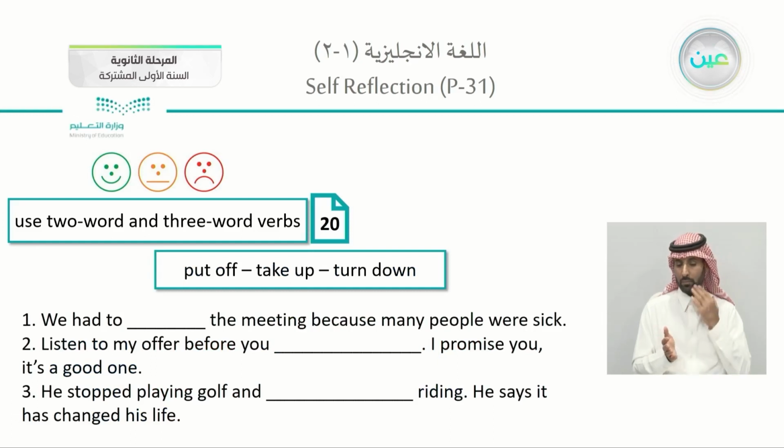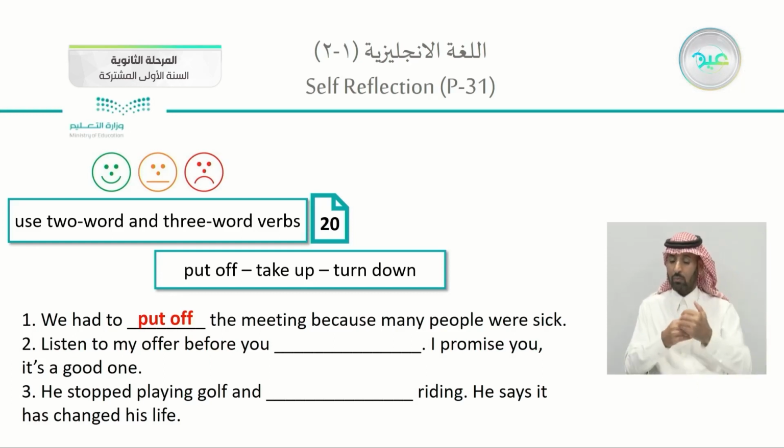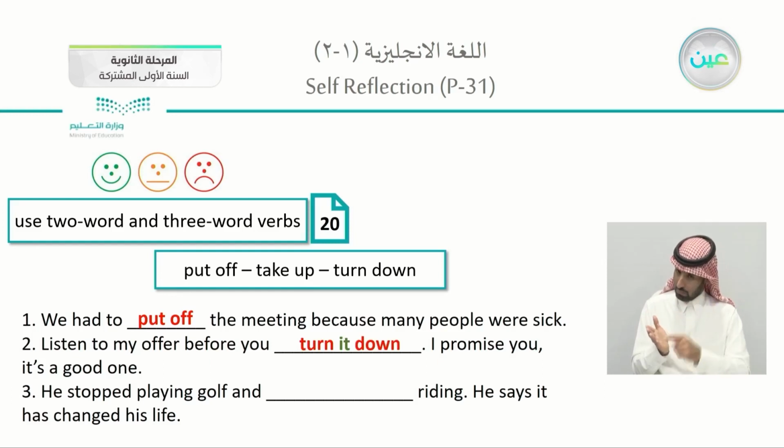Now we're having put off, taking up, and turning down. We will use them here to complete these sentences. We had to the meeting because many people were sick. We have to, maybe we will do it later. So here, to put off the meeting. We will postpone it. Listen to my offer before you say no. I promise it's a good one. Saying no or refusing it before you turn it down. Notice that we have used the object here because it's a pronoun in the middle.